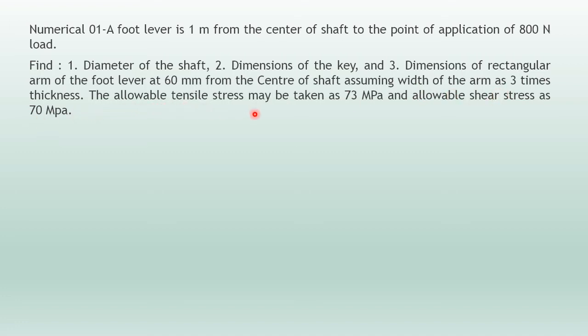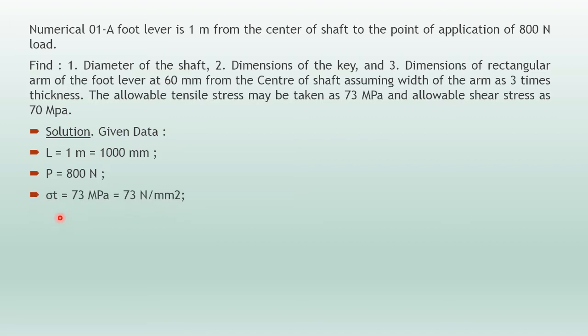Allowable tensile stress may be taken as 73 MPa. Convert this into Newton per mm square. And allowable shear stress, that is tau, is 70 MPa. Also convert this into Newton per mm square. So solution: we have given data, capital L is 1 meter, that is 1000 millimeter. Capital P is 800 Newton. Sigma T is 73 MPa, that is 73 Newton per mm square, and tau is 70 MPa, that is 70 Newton per mm square.